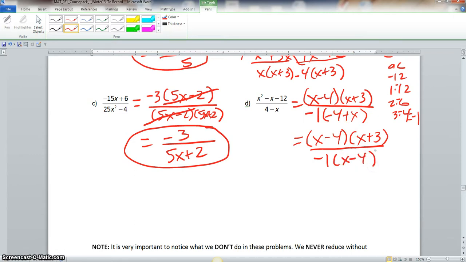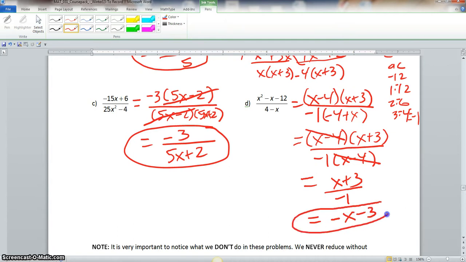Now we do have values that are alike that we could simplify out, these x minus 4s. Now we would be left with x plus 3 divided by -1. Now if we divide each one of these individual terms by -1, it will give us -x minus 3. And that is the final answer for D.